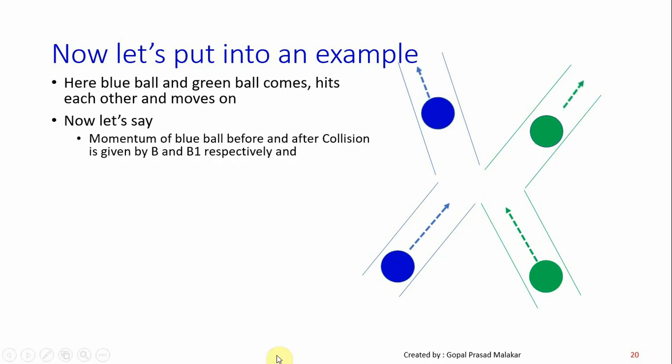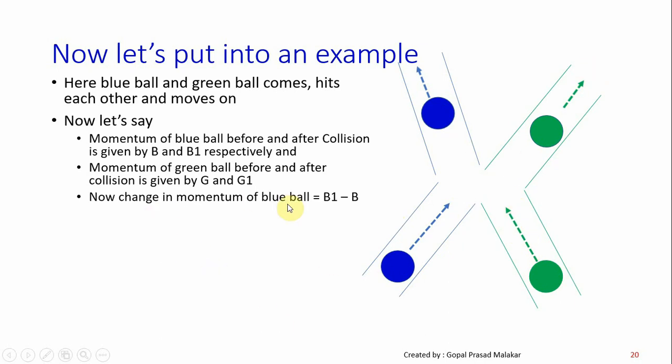Now let's say that the momentum of the blue ball before and after collision is given by B and B1. So B is a vector in this direction, which is equal to m into the velocity of this, and B1 is a vector in this direction. Similarly, for green, this is G and this is G1.